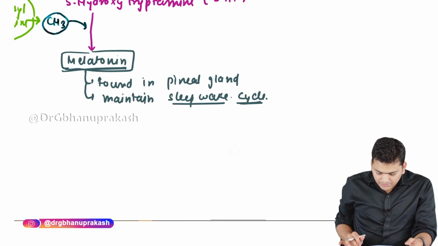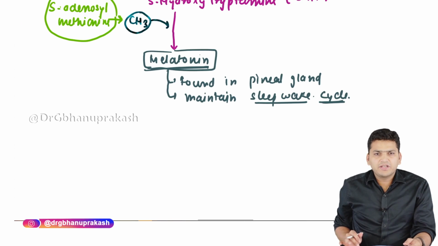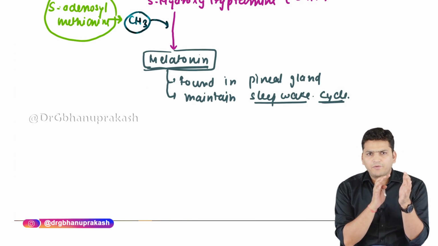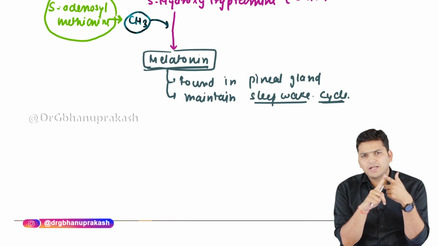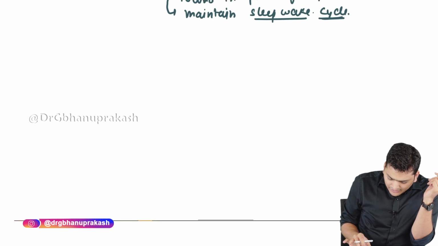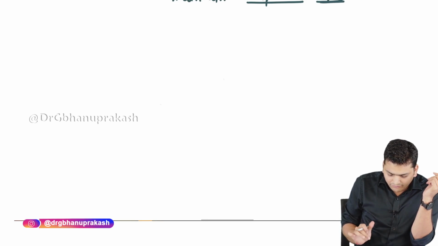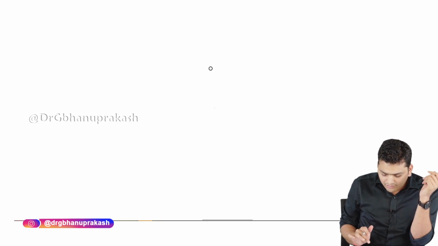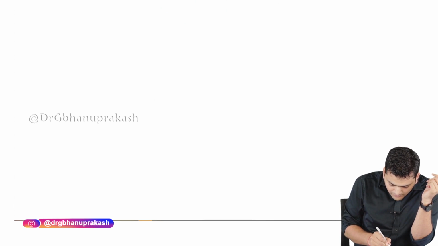So these are the three special products of tryptophan. The first one that we have discussed was a vitamin, the vitamin B3, that is niacin. Then second we have discussed the serotonin, and thirdly we have discussed the melatonin. Apart from that, there are some other clinical correlations that we need to understand, and in that we need to understand Hartnup's disease.